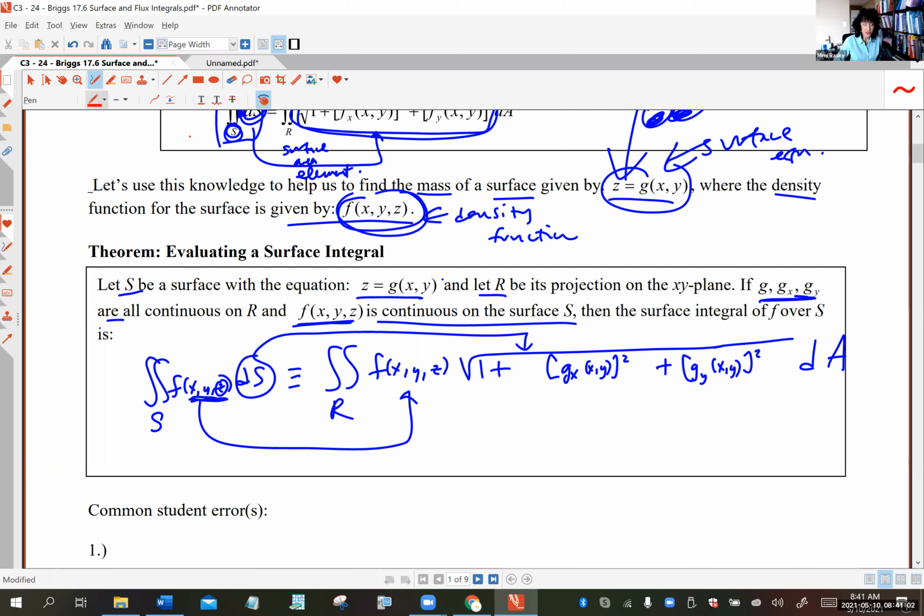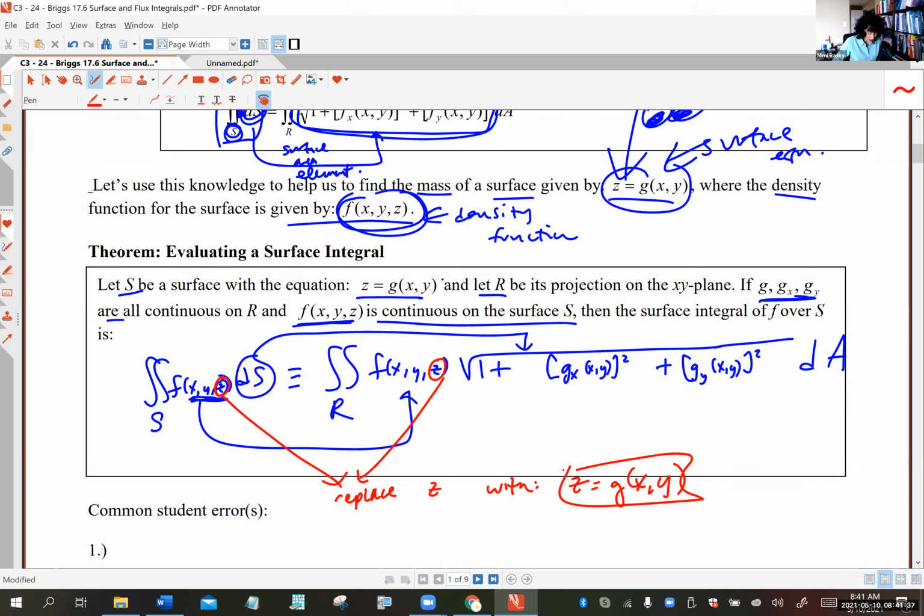So what you're going to need to do if z does show up in your density function is replace z with the surface equation, g of x, y, and then you'll get everything back to x's and y's. Then you can actually integrate. So that's not in the theorem. They don't tell you that explicitly, but I'm telling you right now, when we do some actual examples, you're going to need to remember that. So please remember, that's key.